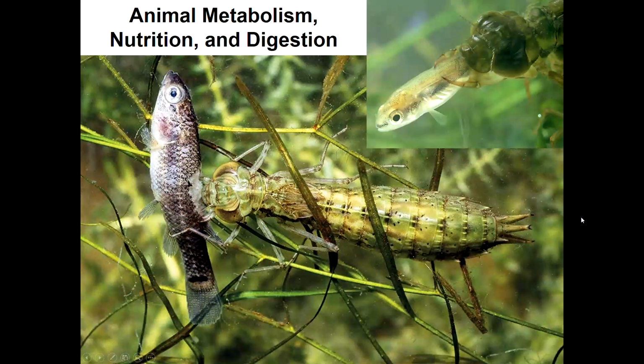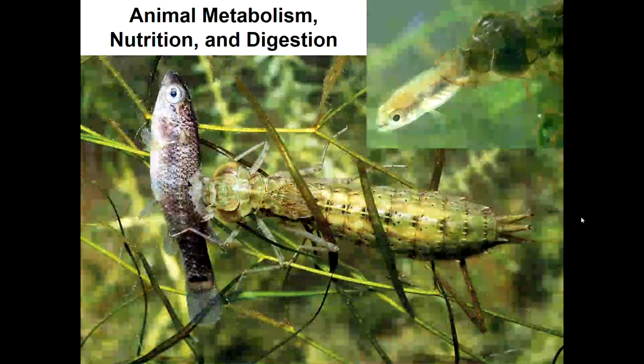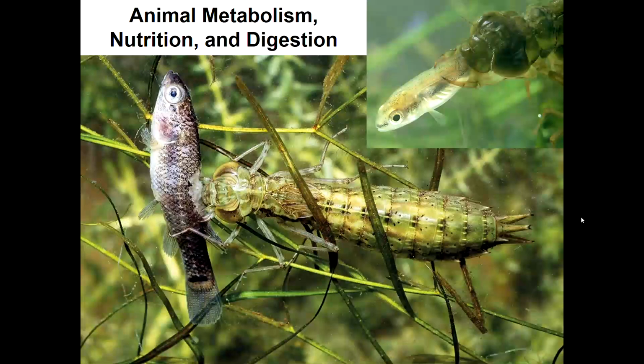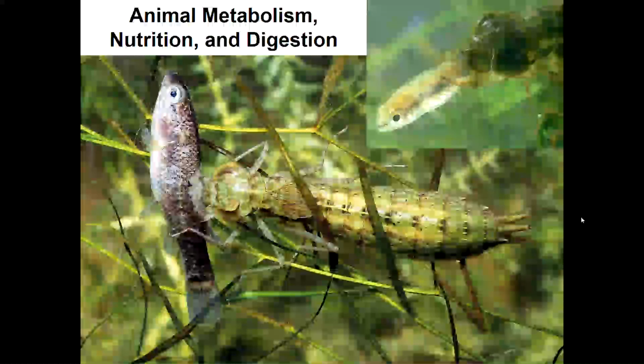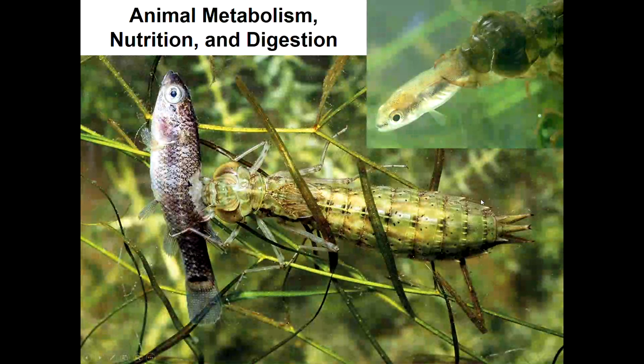So today we're talking about animal metabolism, nutrition, and digestion. Some animals are predators, such as these dragonfly nymphs. These are baby dragonflies. They live in the water, and they actually catch prey, such as small fish, that they feed upon to get energy.